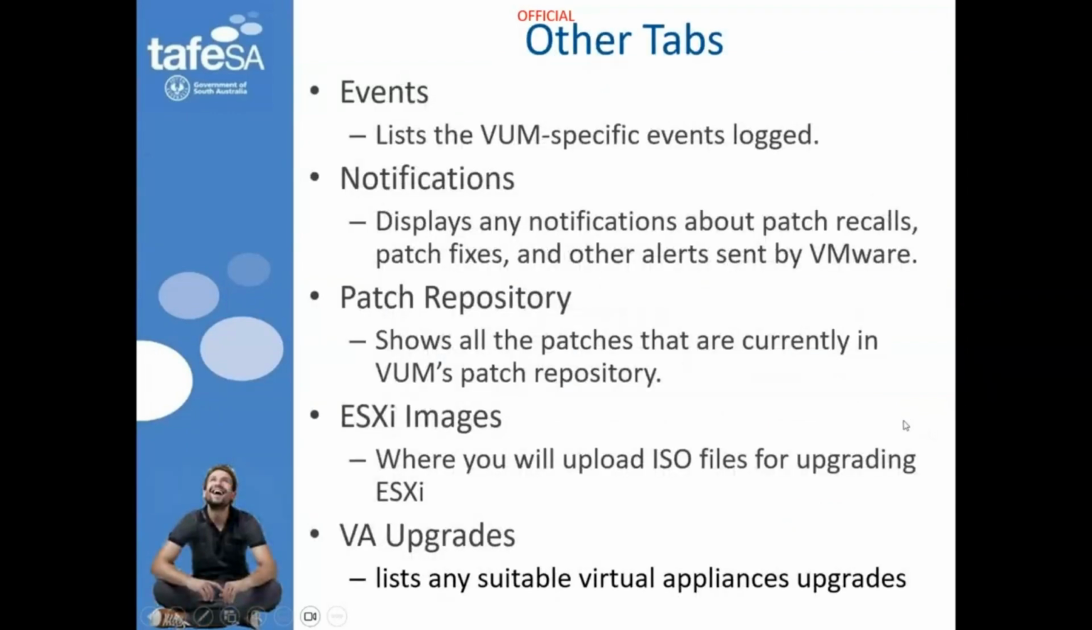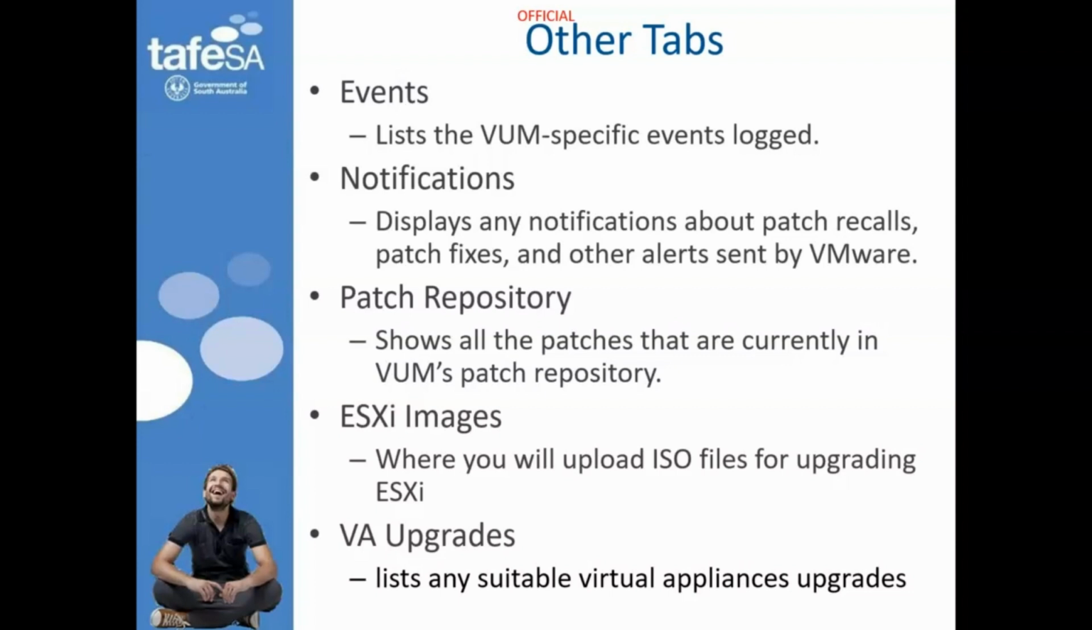So there's other things as well. There's a list of VUM specific events, so there's a log for that. Notifications displays any notifications about patch recalls or patch fixes. What does that mean? That means just because there's a patch doesn't mean there's no problems in the patch. Sometimes the patch causes more problems than the original problem it's trying to fix. So basically these are notifications where VMware has recalled them or given you a warning.